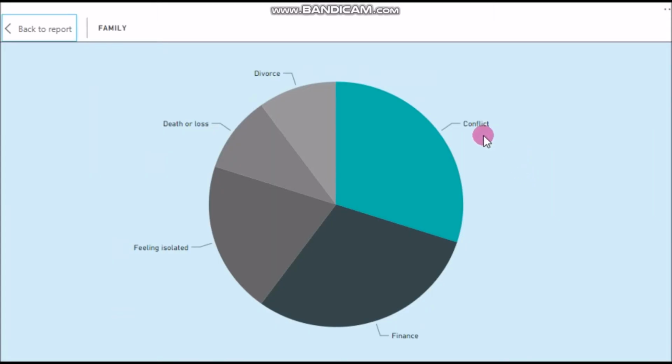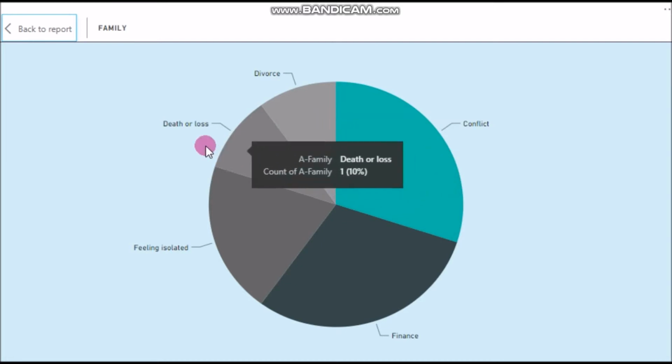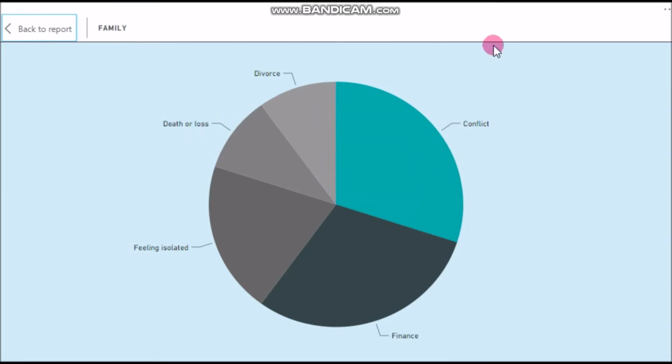So here is the factor from family. The highest percentage is conflict. Second is finance. Third is feeling isolated. Fourth, with the same percentage, are death or loss and divorce.